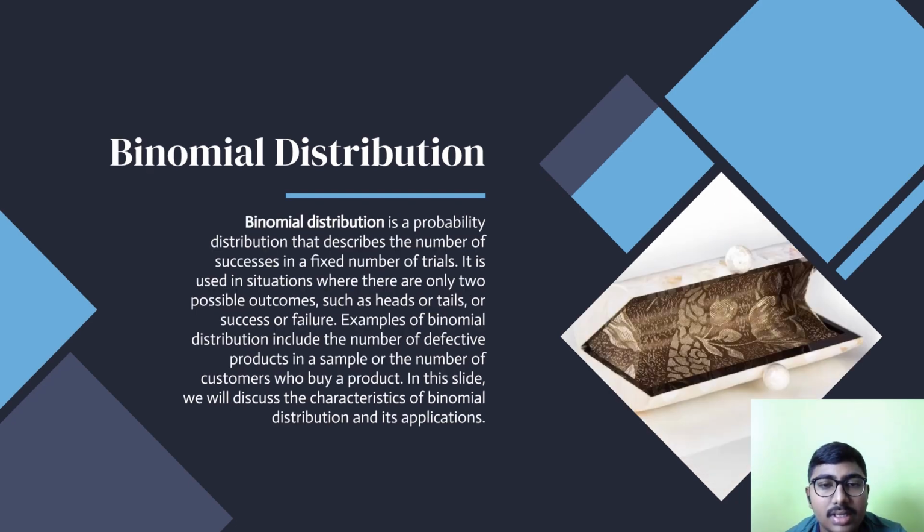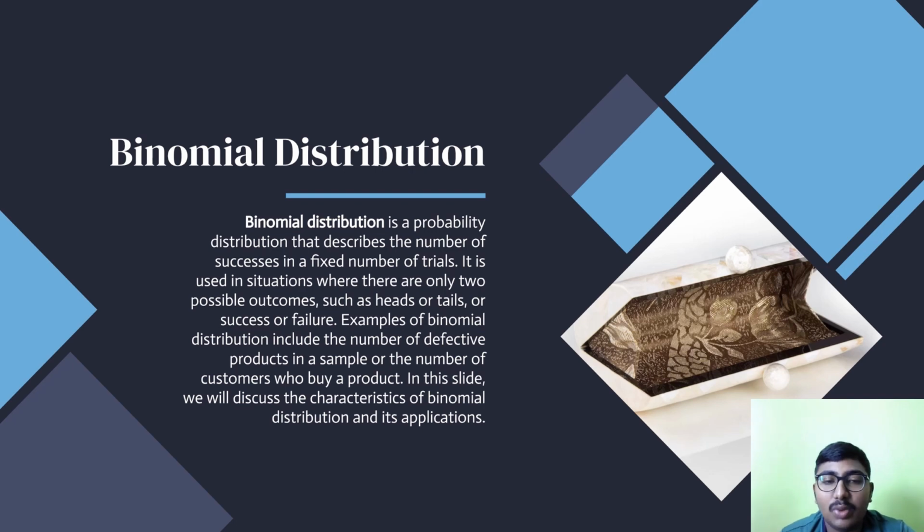Now let's discuss the third type of probability distribution, that is binomial distribution. Binomial distribution is a probability distribution that describes the number of successes in a fixed number of trials. It is used in situations where there are only two possible outcomes, such as head or tail, or success or failure. Examples of binomial distribution include the number of defective products in a sample or the number of customers who have bought the product. In this slide, we will discuss the characteristics of binomial distribution and its applications.